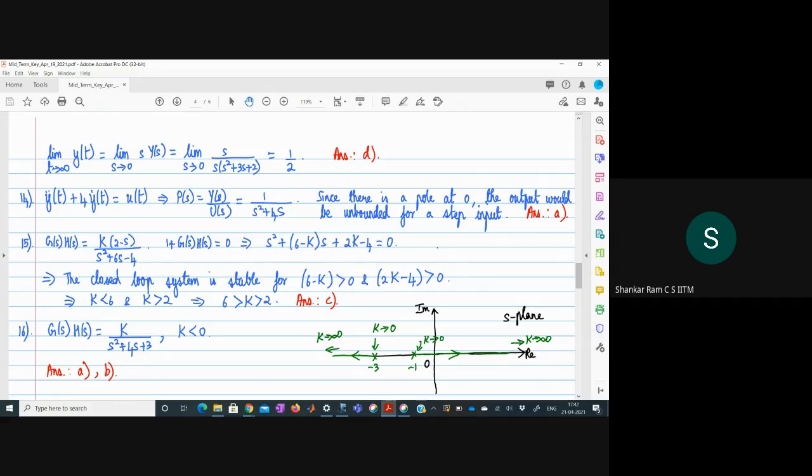Even if you have got one of the two correctly, I've given you half the mark. That is how I have graded them.